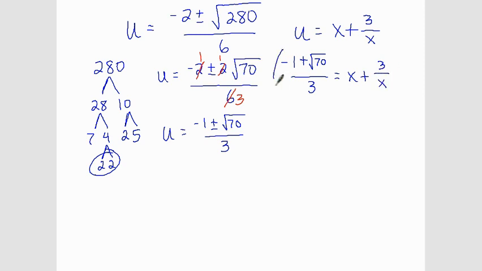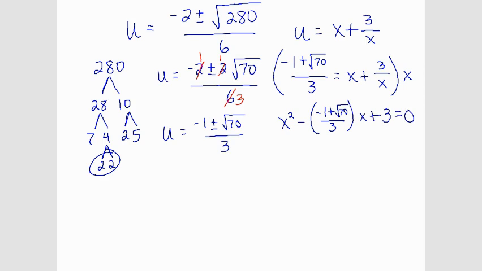Okay, so let's go ahead and multiply everything by x. I'm going to go ahead and rewrite it. So x squared, this becomes, well, let's see, this would be minus the quantity negative 1 plus root 70 over 3 times x plus 3 is equal to 0.